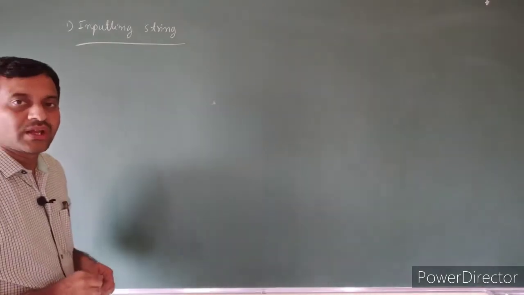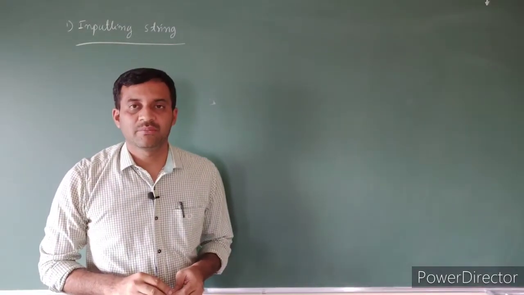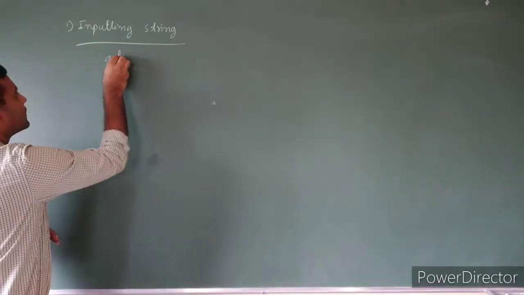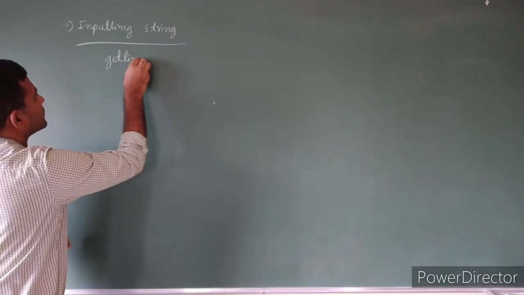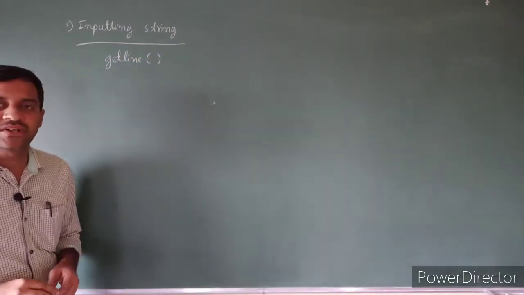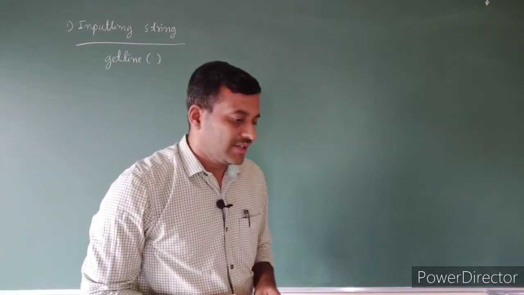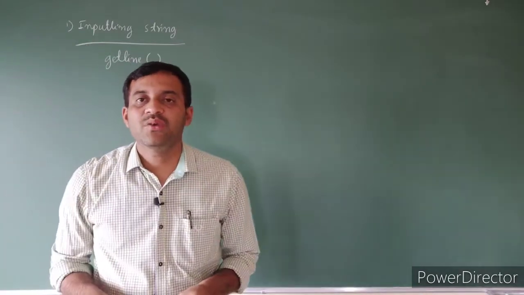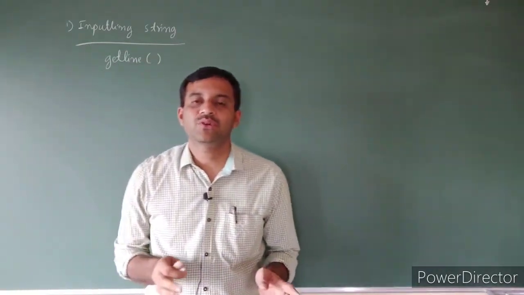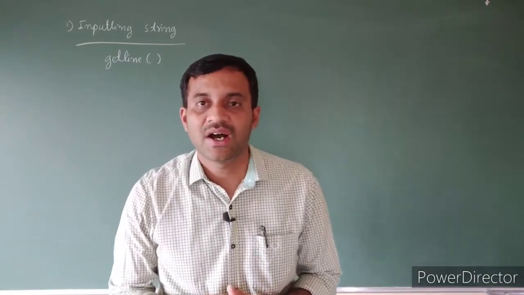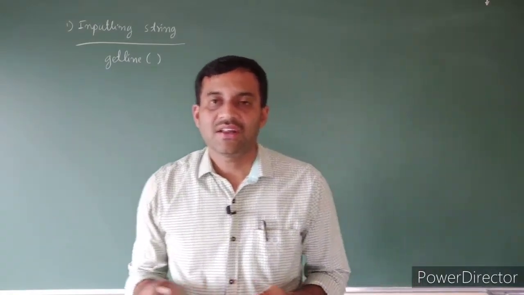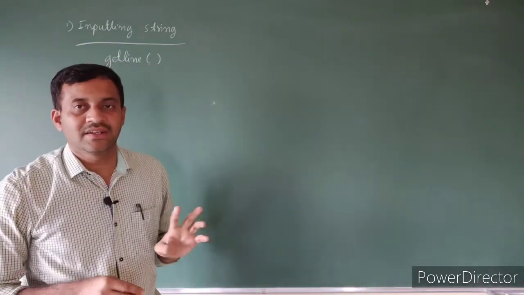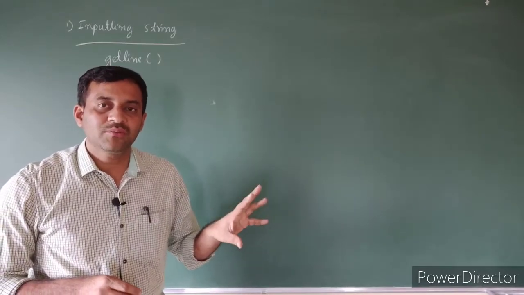To input a string variable, or a value for the string variable, we use the function getline. Here the getline function is present inside iostream.h, because all input output operations belong to the header file iostream.h. It is not necessary to include any other additional header files in our program to use getline.